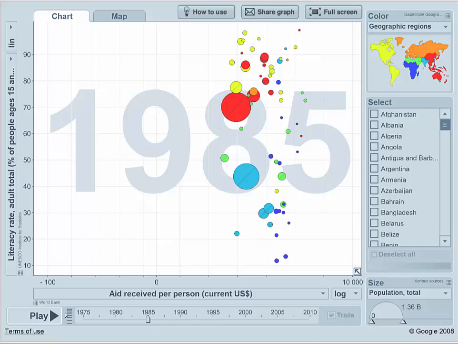It's a common theory that foreign aid leads to human development. So let's examine this theory through literacy rates and child mortality rates. First, let's start with literacy. On the y-axis, you'll see literacy rate, and on the x-axis, you'll see aid received per person.